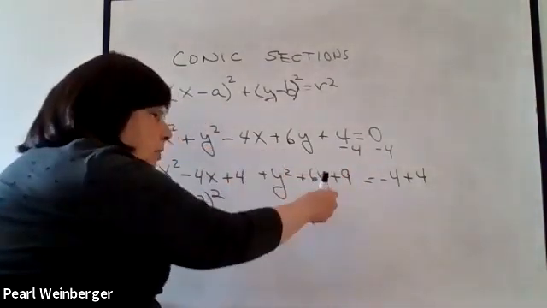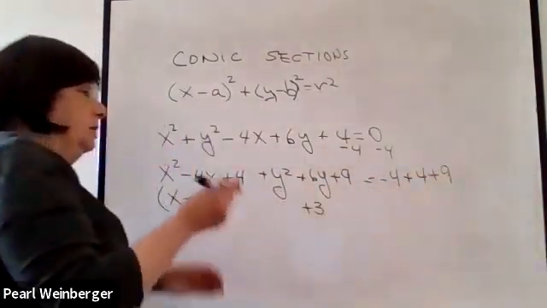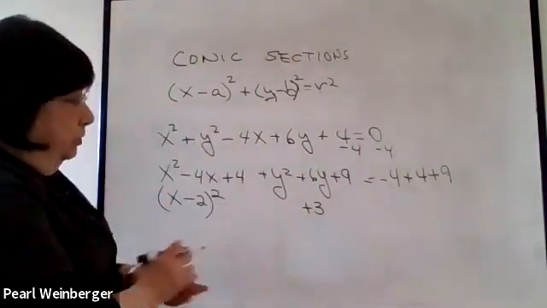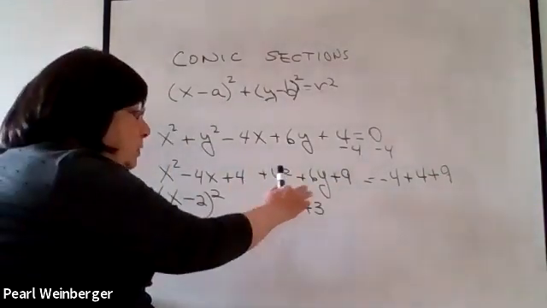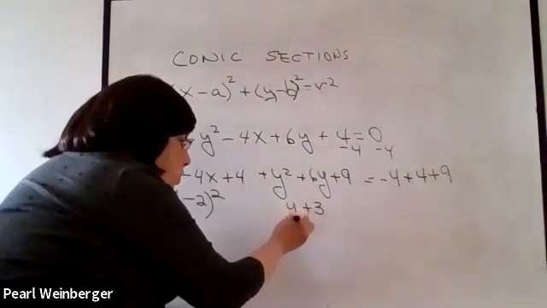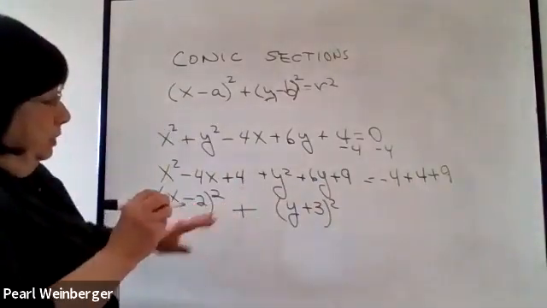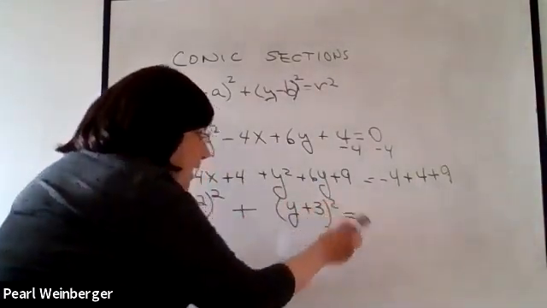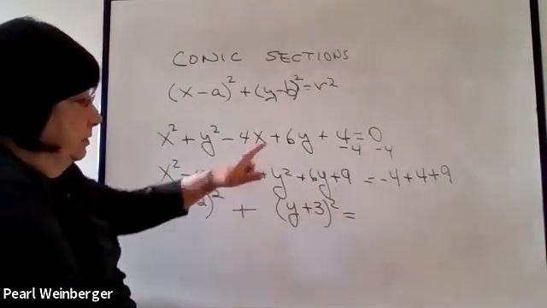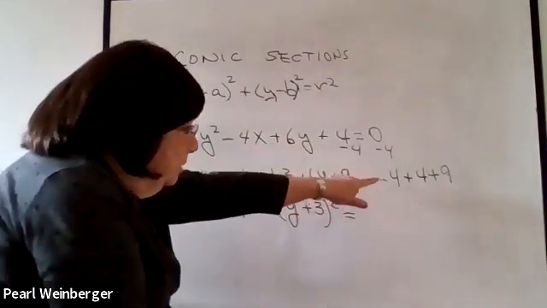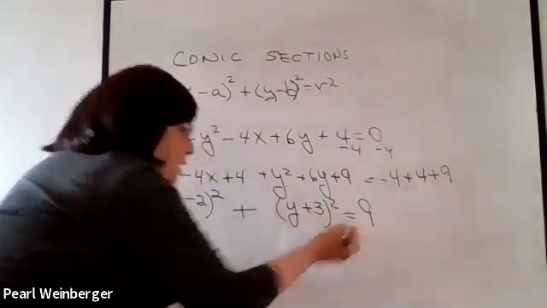So that, and whatever I add on this side, I add the same exact thing to the other side. I've got to maintain my balance. So over here, this y squared plus 6y plus 9 becomes y plus 3 squared. There has to be a plus in between these two parentheses. And there are now 3 numbers on the other side: the number I added from completing the x's, and the number I added from completing the y. So -4 plus 4 is 0. 0 plus 9, this whole thing becomes 9.